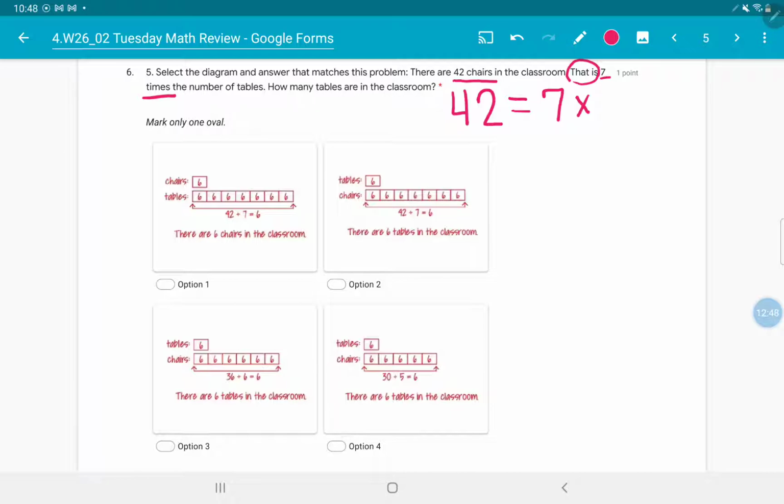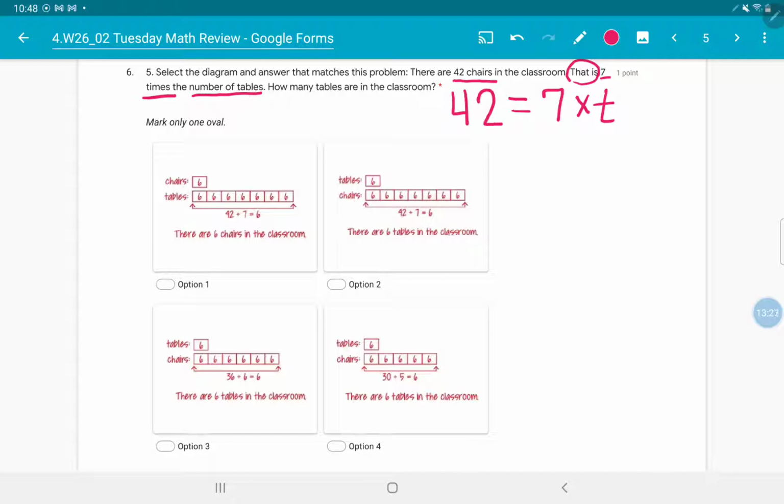So that is 7 times the number of tables. And we don't know the number of tables, do we? No, we do not. So we can use a variable. We'll just use a t for tables. So if I just take exactly what this question says, 42 chairs, that is, tells me equals 7 times the number of tables. I get the equation 42 equals 7 times t, or the number of tables.